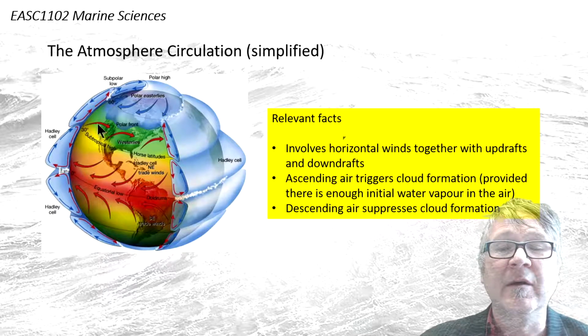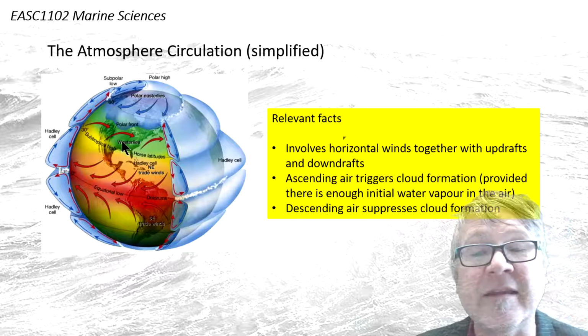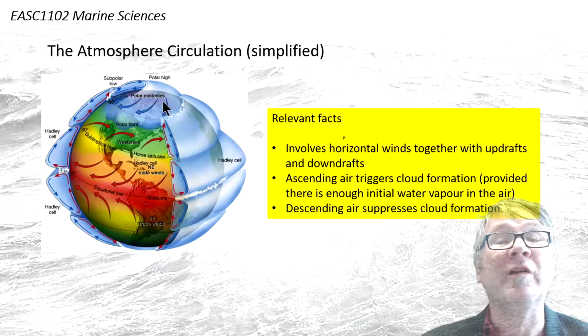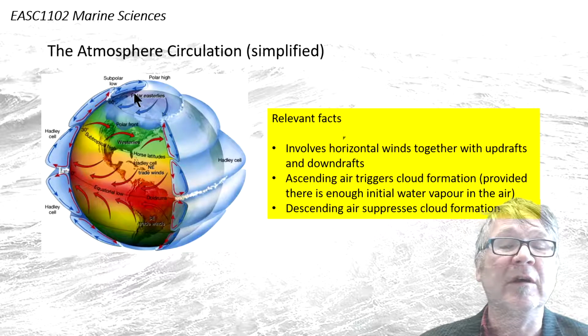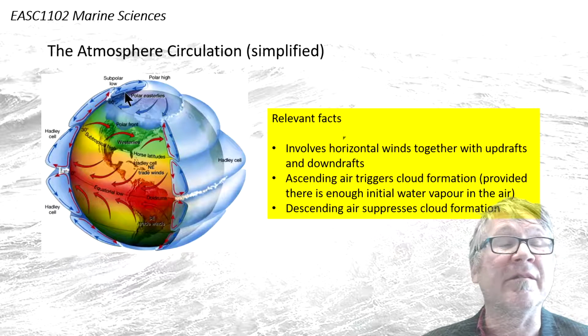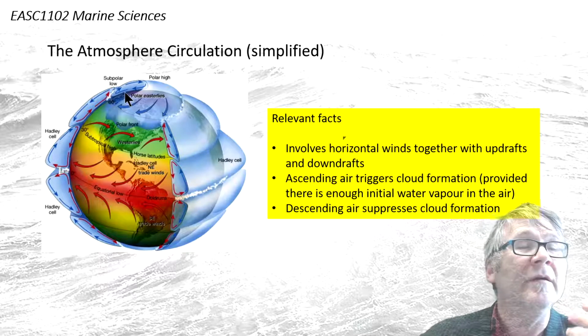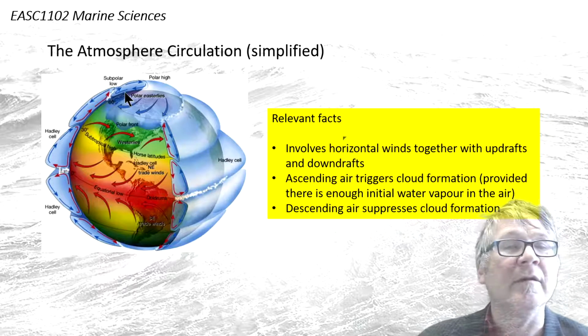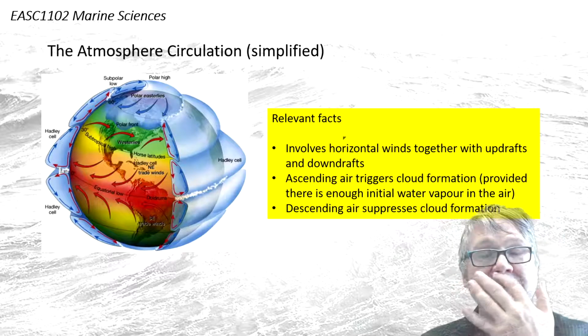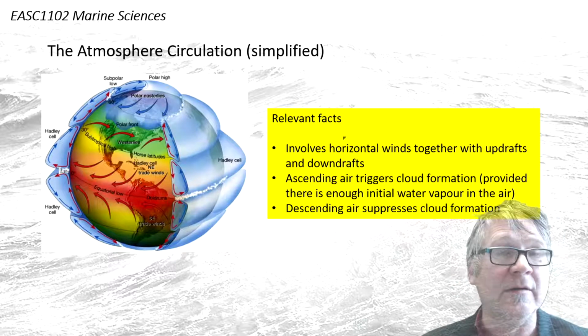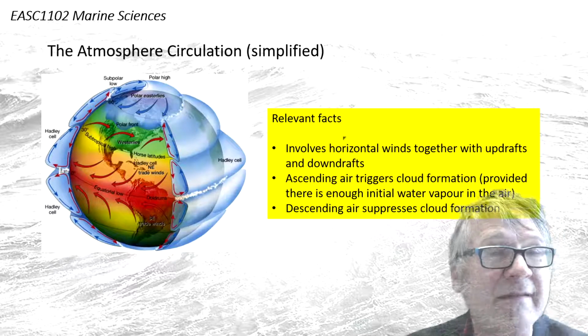Okay? And near the poles you can see a reversal. You have polar easterlies. These are horizontal wind patterns. Okay, and these wind patterns create wind-driven currents, horizontal currents in the oceans. Okay, that's one.